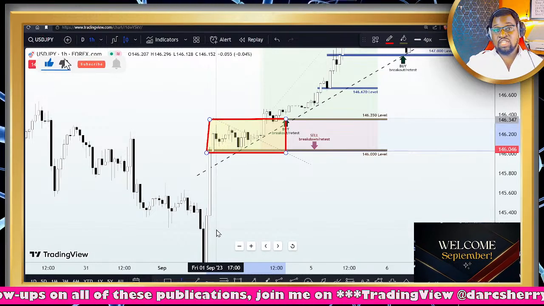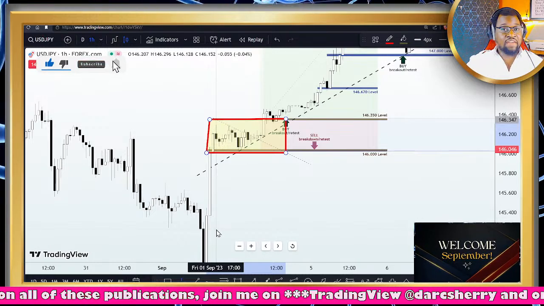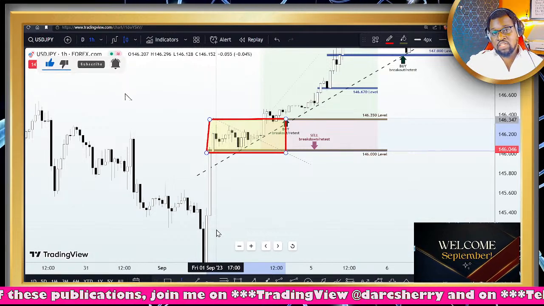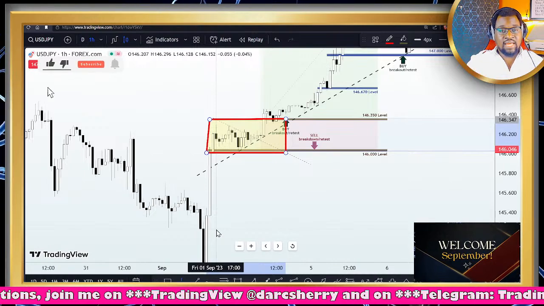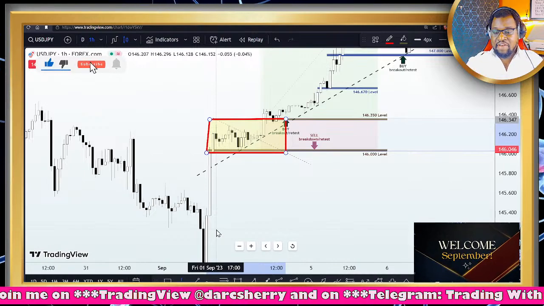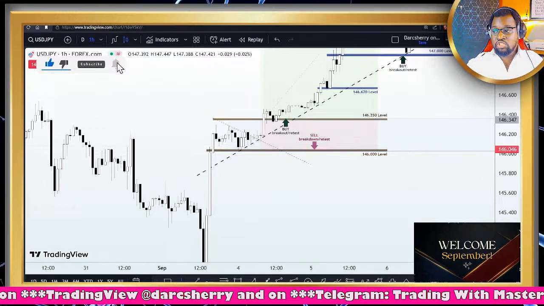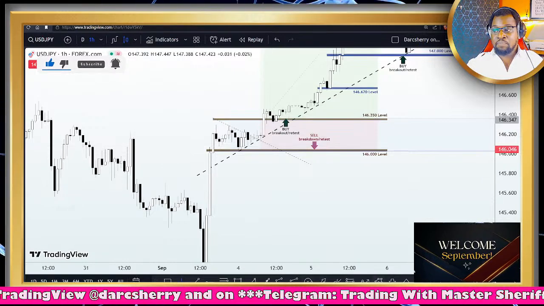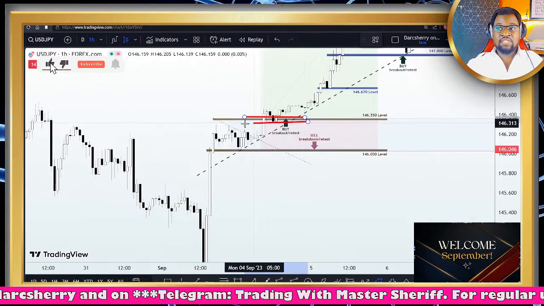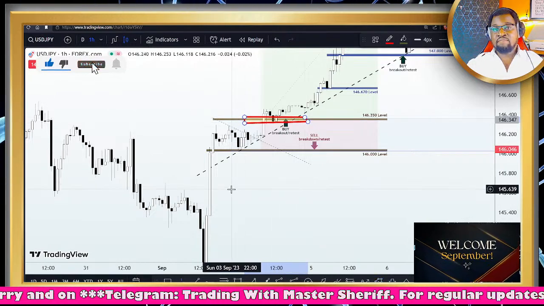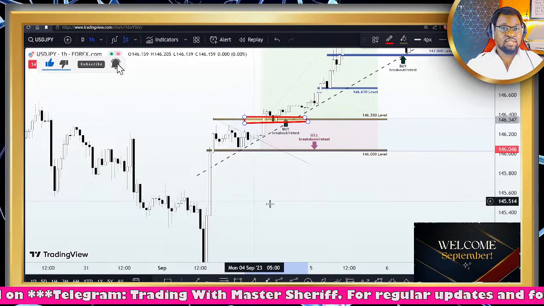You know how we treat our flat channels in this community. Whenever we sight one, we wait patiently for either the breakout or the breakdown of that range to give us an opportunity to trade. We did that correctly, and we positioned ourselves just above that resistance line at 146.350. Since that moment, we have been buying the USDJPY.